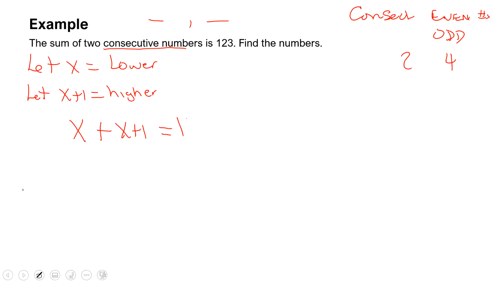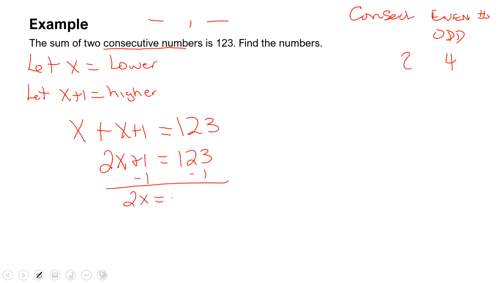Equals 123. So 2x plus 1 is going to equal 123. Subtract 1 from both sides. You get 2x equals 122. Divide by 2. So x is going to equal 61. Our x plus 1 is going to be 62. I look really quickly, 61 plus 62 is 123.